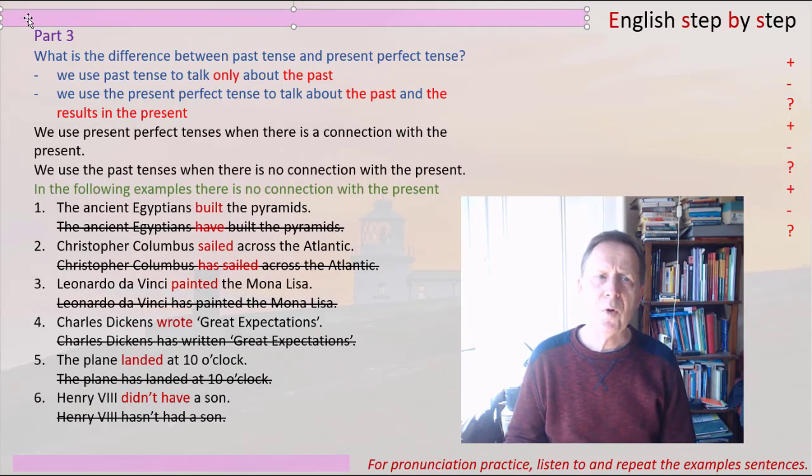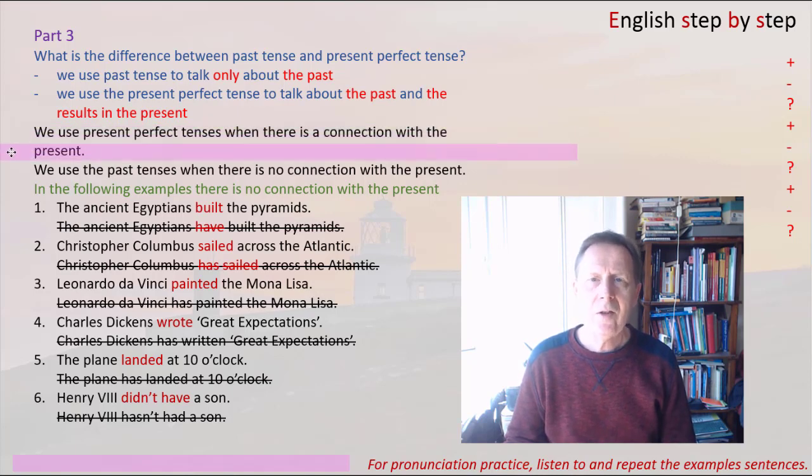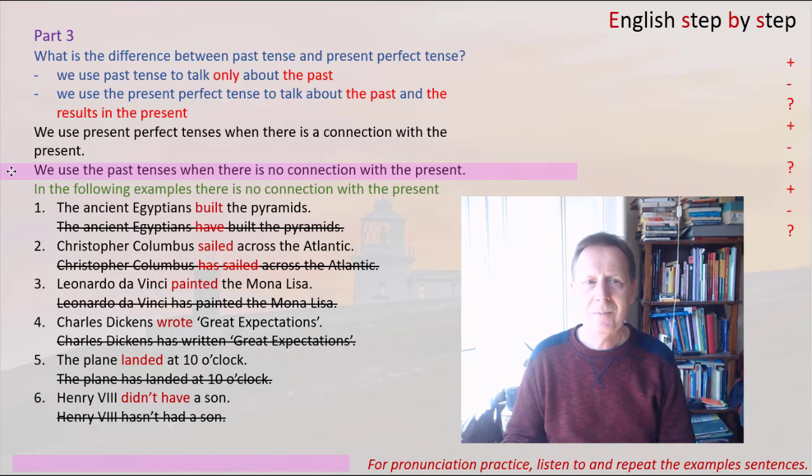We can see from those previous examples that we use the present perfect tenses when there is a connection with the present. In other words, the past connected to now. We use past tenses when there is no connection with the present.